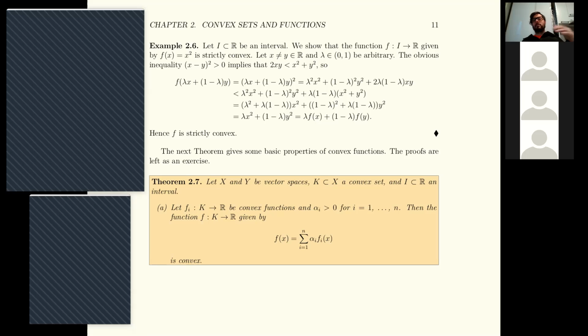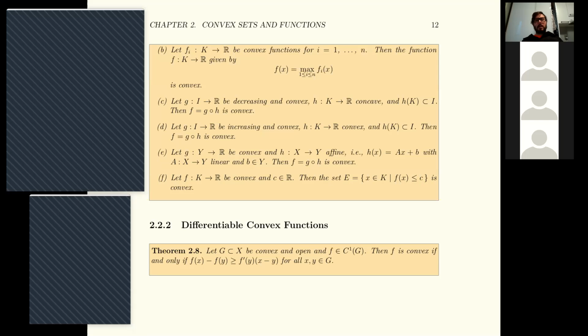This means that if you take a number of convex functions and each of them contributes in a positive way to the result of the function, you add them together, then you get a convex function. This is highly important in some applications where you have additive properties in the model. So we'll show some examples later.